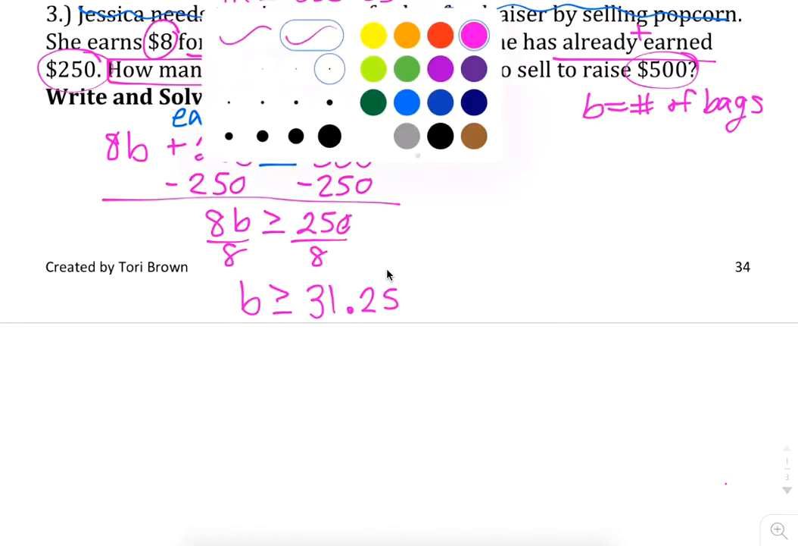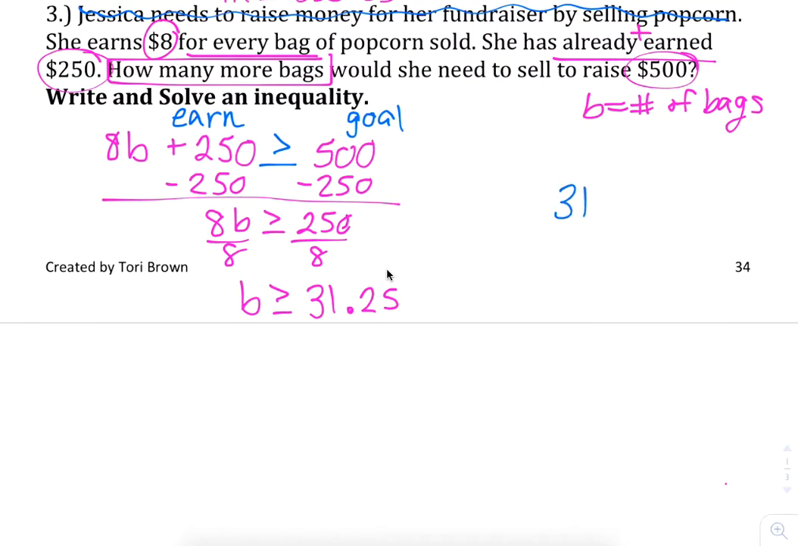All right, so on this problem, our number is 31.25. The number above it is 32. The number below it is 31. If I want to be greater than 31.25, do I want to round down or round up? Good. Hopefully you said you want to go up. To be greater means we want more. So I'm going to erase this. We need to go up to 32. So what do we need to sell? 32 bags. If you say bags of popcorn, that's the exact same thing.